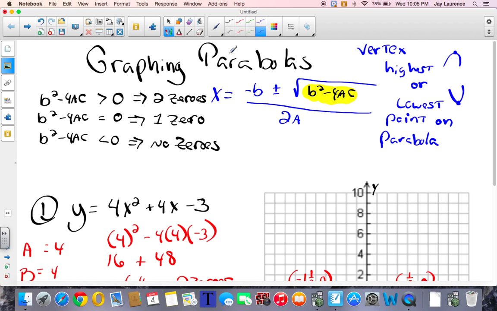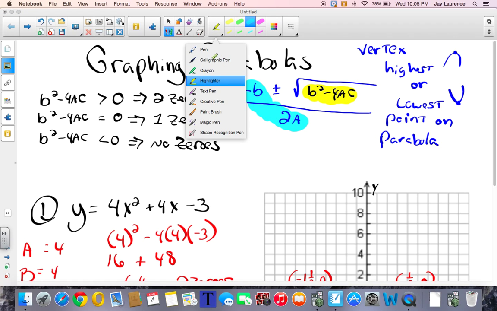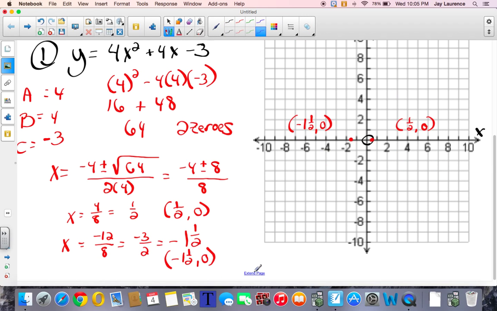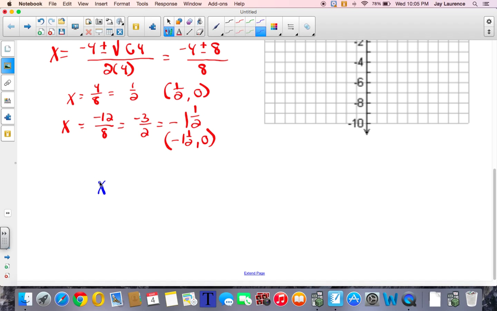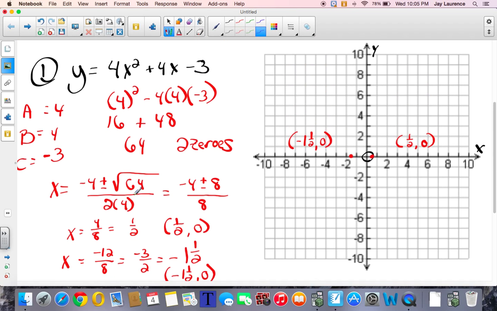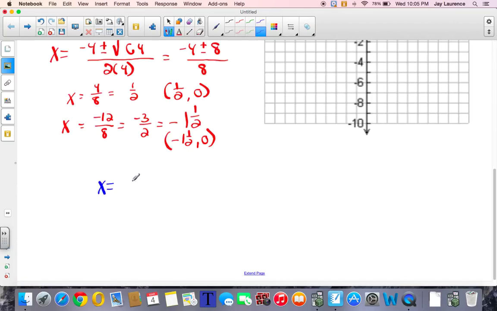Okay, so the x-coordinate of the vertex, easy. It's negative b over 2a. Now the y-coordinate. So let's see. X equals negative b, negative 4 over 2a, which I believe is 8. X-coordinate of the vertex, negative 1 half.